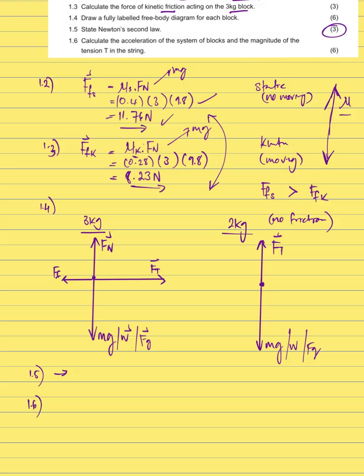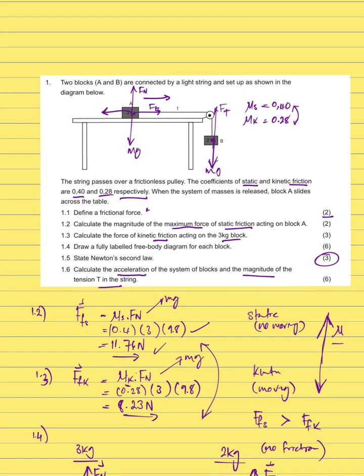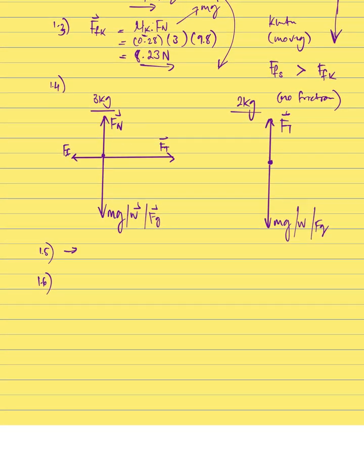They want the acceleration of the system and the magnitude of the tension in the string. All right, so let's have a look here. When we're looking at this system, anything that does this would be considered acceleration positive. So that means for block 1, if it moves to the right, then everything is positive.